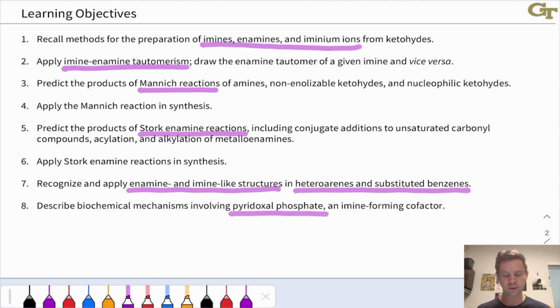And in particular, we're going to look at pyridoxal phosphate, which is an important biochemical cofactor that forms imines. Basically, it's an aldehyde. The -al suffix is sort of evidence for that. That is in the business of forming imines with lysine and other nitrogen-containing molecules in biochemical systems. And those imines can do interesting things. And we'll dig into that chemistry a little bit at the end of this unit.